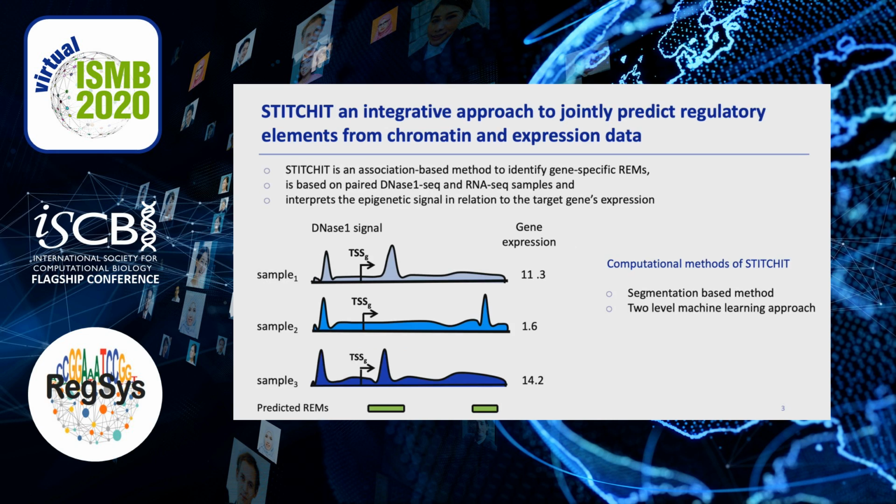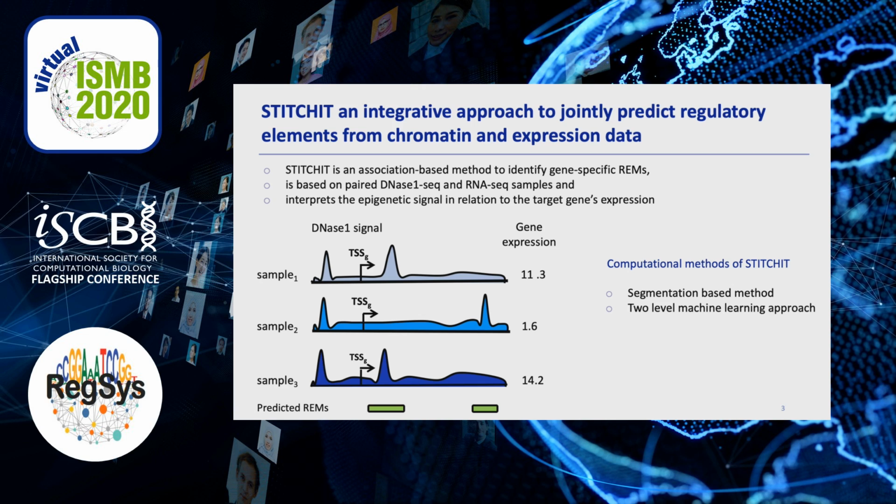expression. To predict regulatory elements, we used a tool called StitchIt, which was mainly developed by Florian Schmidt from our group and Alexander Marx, who is a member of the group of Gilles Fricke from the University of Saarbrücken. StitchIt is an algorithm to identify regulatory elements and simultaneously their target genes, and therefore it interprets epigenetic signal variation of many samples in relation to changes in gene expression. It's based on paired DNA-seq and RNA-seq data.